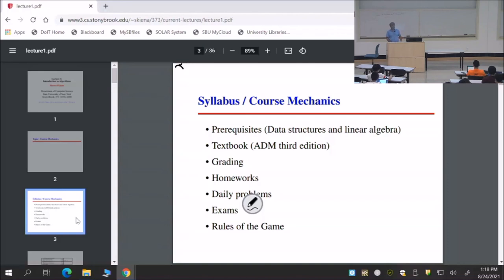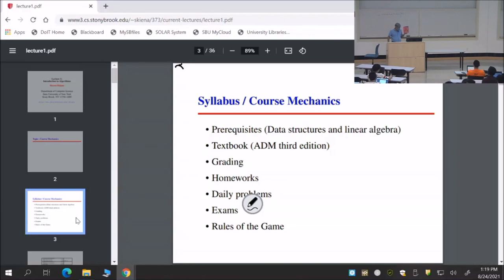All the figures have been rethought or are in color, and a lot of the bugs have been removed. There's more material in certain places, and there's better exposition in certain places. So I am quite happy with this edition. And this is what we're going to use.